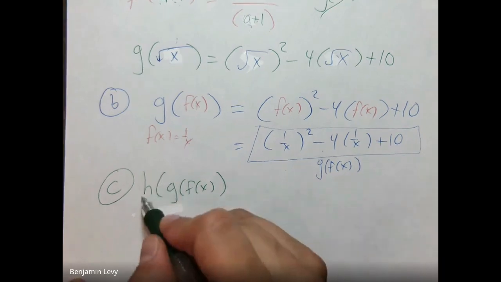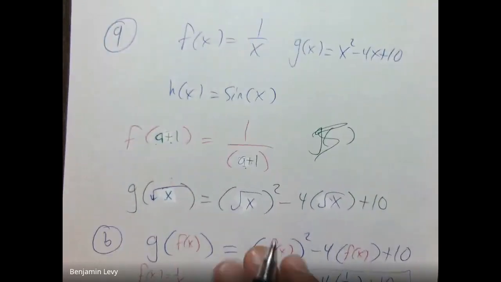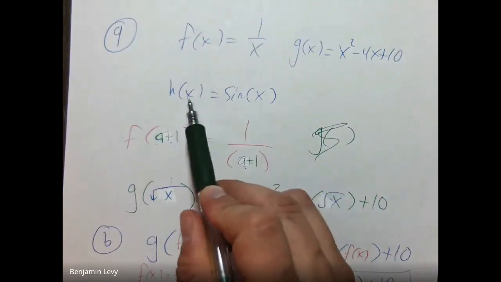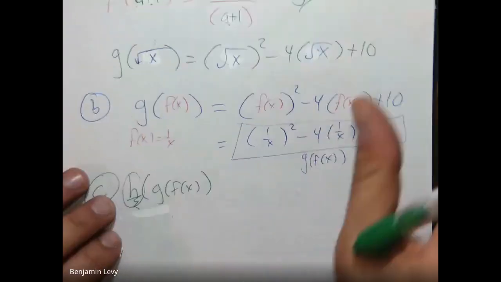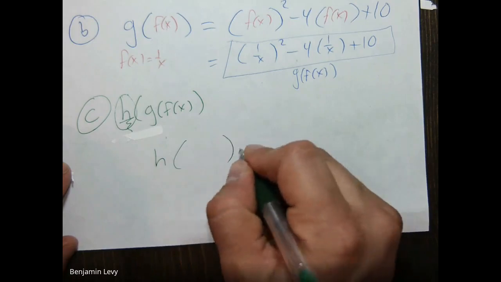So we're messing around with the h function, right? H is on the outside here, and h is sine of x. So I'm going to write down the h function, but I'm going to take the x out of it. All right, so here I am writing down h without anything in it.